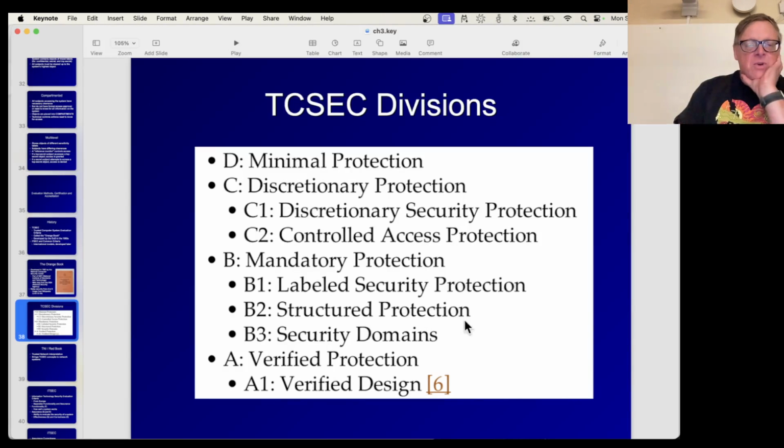Then there's mandatory protection, which would mean that you have some kind of authority over you that assigns things like sensitivity labels and has to control these things. And then there's verified protection, the highest level, where you have a closed loop of security.